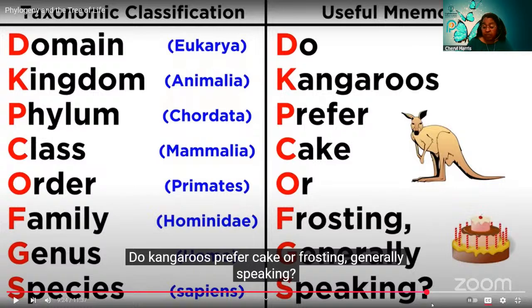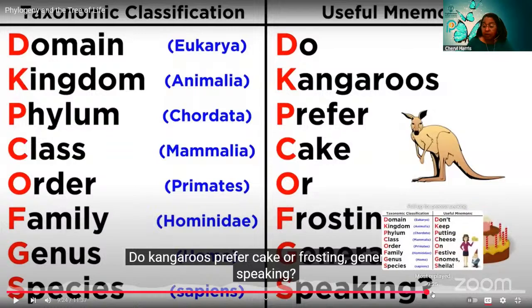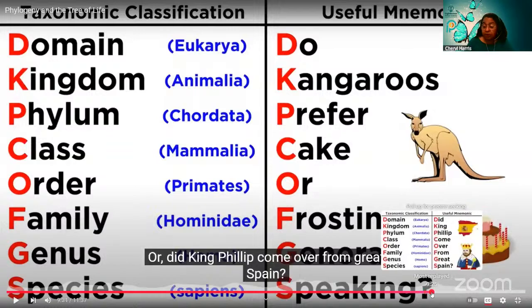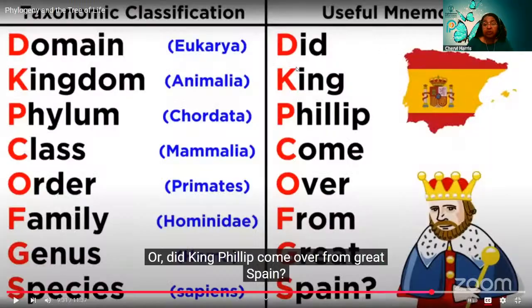Then I'm going to show you the next one, the one that I was most familiar with, because this one is new for me. Actually, no, there's two more. All right, this is the one I was most familiar with. Did King Philip come over from Great Spain? And actually, I learned King Philip closed our front gate, sir. Or kindly, please close our front gate, sir, was what I had learned.